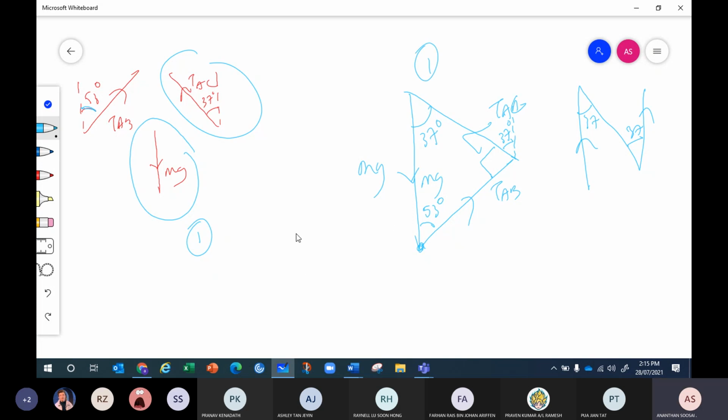Or you draw the MG first. Connect TAC. TAC is here. Inside here, it's going to be 37. Then finally, AB here. TAB vertically makes 53. So internal going to be 53. Here going to be 90. Still the same. This is another triangle. You get the same answer.